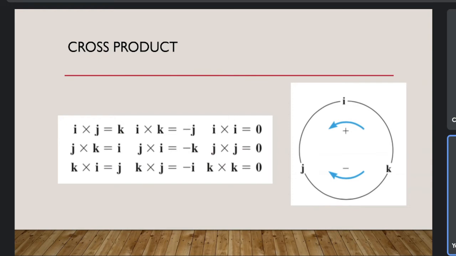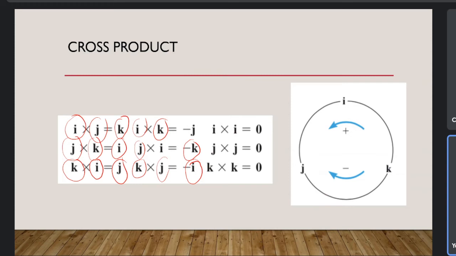So you need to remember this if you are using the unit vectors. i cross j is equal to k, j cross k is equal to i, k cross i is equal to j. And if you reverse it, k cross j is negative i, j cross i is negative k, i cross k is negative j. And if you multiply the same unit vectors, i cross i is equal to 0, j cross j is equal to 0, k cross k is equal to 0.